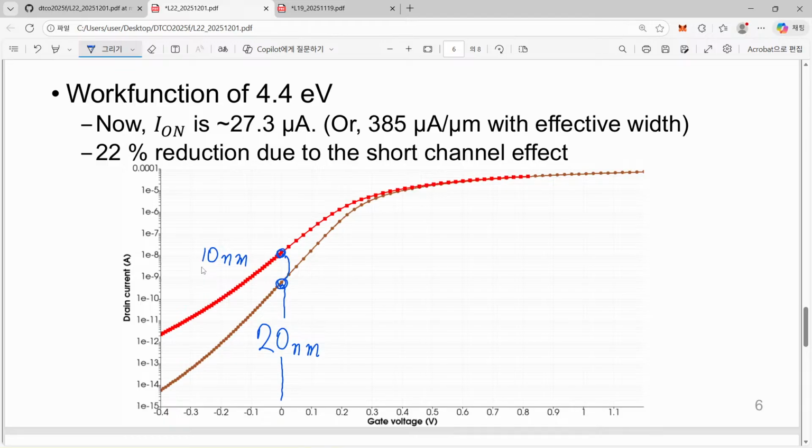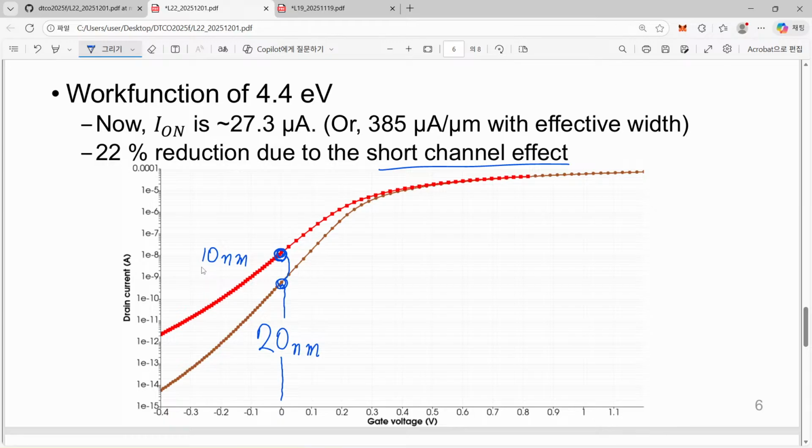Why do we have such a high current? It is quite obvious, because of the short channel effect. Although we wanted to shut down our transistor by applying 0 gate voltage, since this 10 nanometer device suffers from short channel effect, it cannot prevent the current conduction. So we have quite a high current.